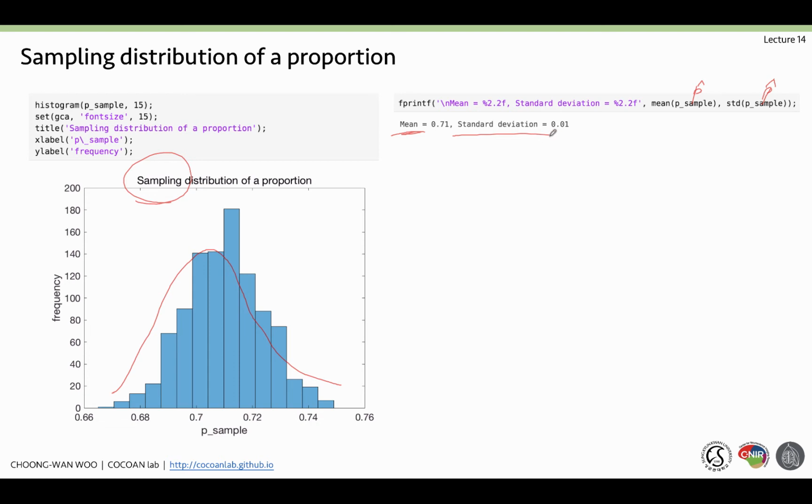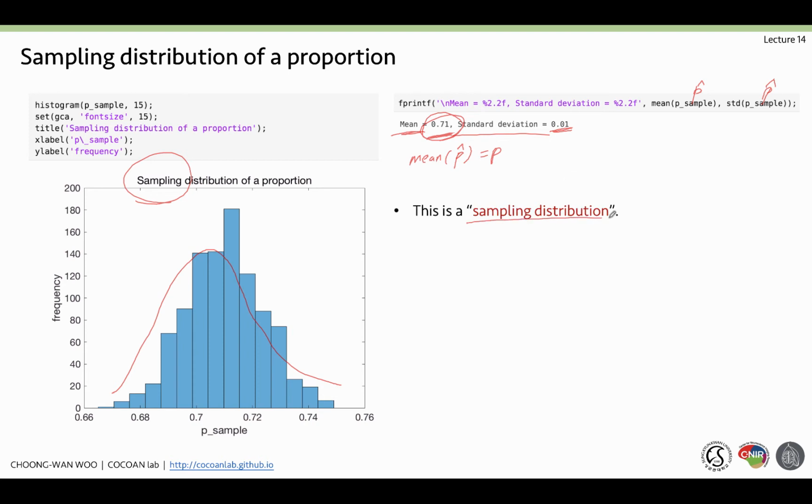Interestingly, I didn't say in each sample that the mean is 0.71, but the mean of the samples gives us the ground truth value, 0.71. Because this is a sampling distribution, the distribution of the samples, there is a standard deviation. I'm going to talk more about this in a minute.